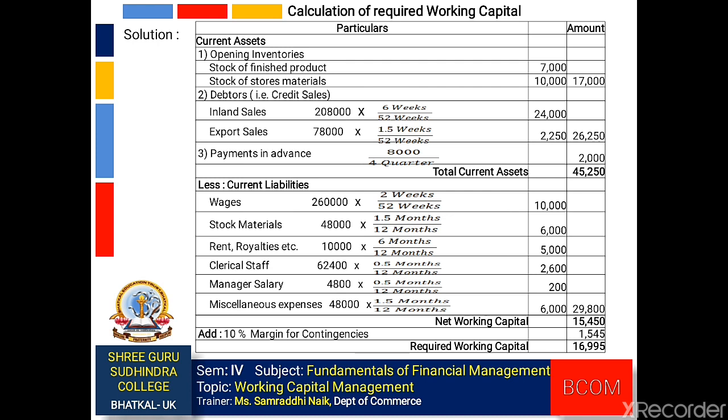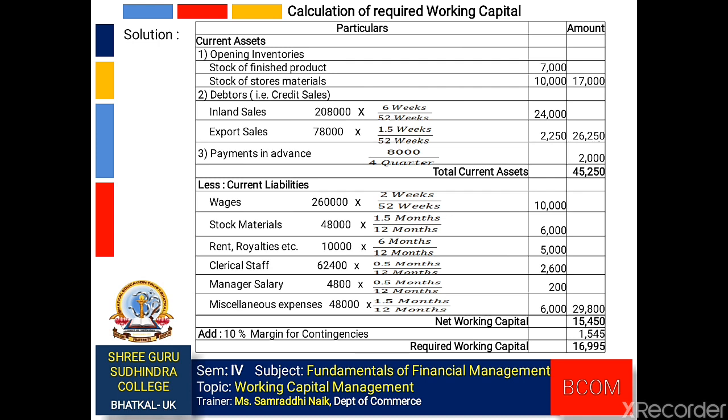The illustration shows it only for half month. So the amount should be 4,800 into 0.5 divided by 12 months, rupees 200. Sixth one, miscellaneous expenses, rupees 48,000 per year, but the illustration shows it only for 1.5 months. So the amount should be 48,000 into 1.5 divided by 12 months, rupees 6,000. Then we get total current liabilities. We must deduct total current liabilities from the total current assets. By that we get net working capital.